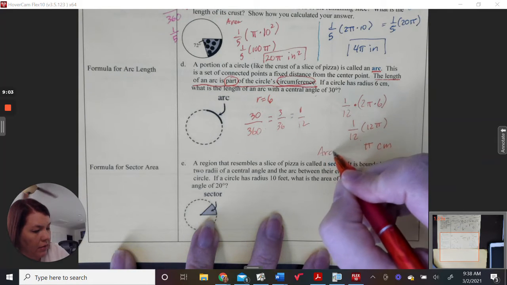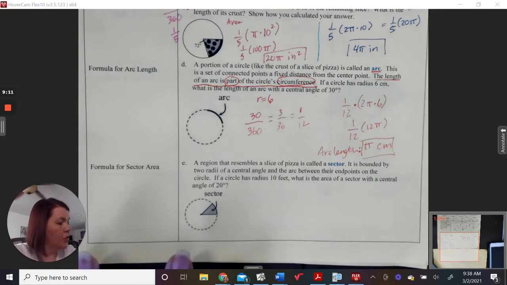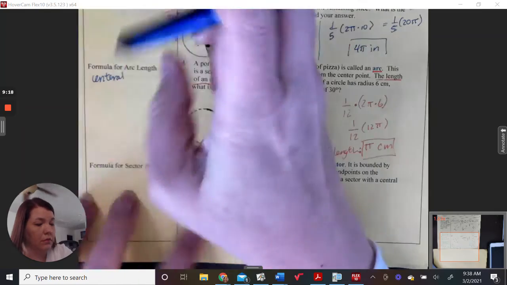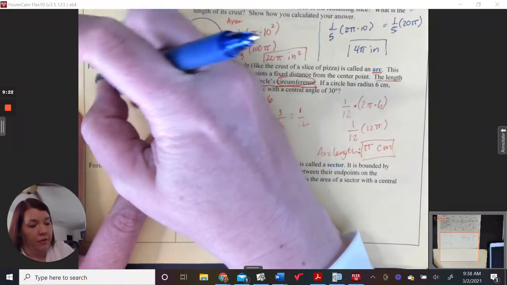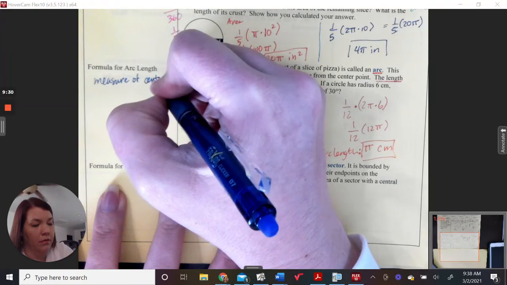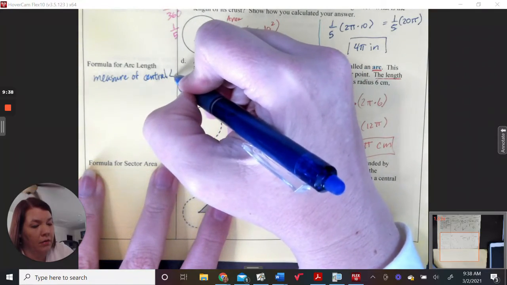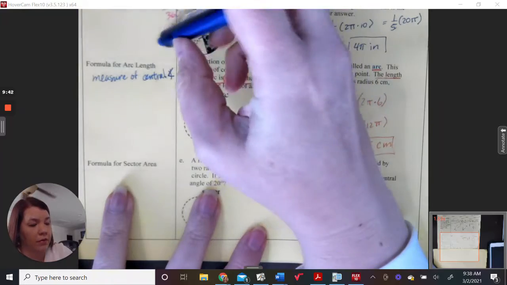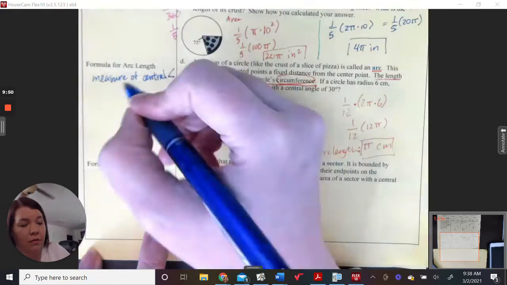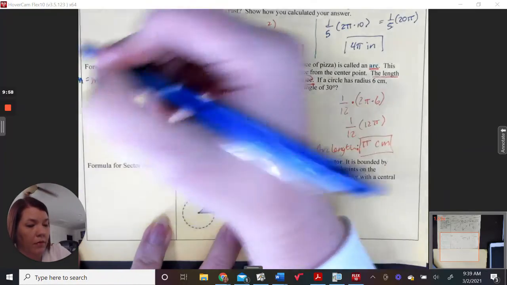Okay, so what then is our formula? Measure of the central angle, which we're going to call m, divided by 360, times the circumference. We don't usually draw the arcwork in it.